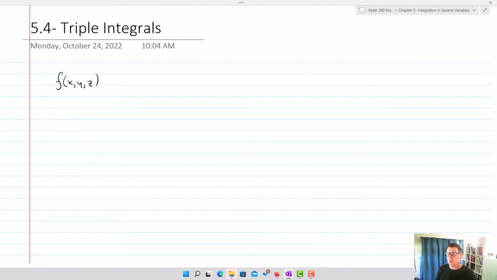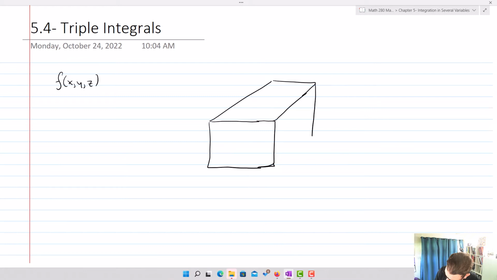If you remember when we did it in two variables, f of x, y, for example, we integrated over something on the xy plane. Now we're actually going to be integrating over a volume. That's where things get a little weird from a physics standpoint, but at least we can talk about the volume we're going to integrate over. So let's imagine we've got some kind of prism, a rectangular prism of some sort, and it looks like this.